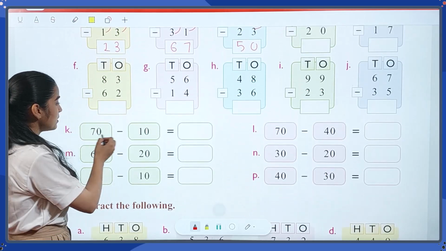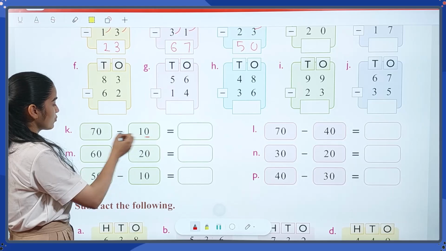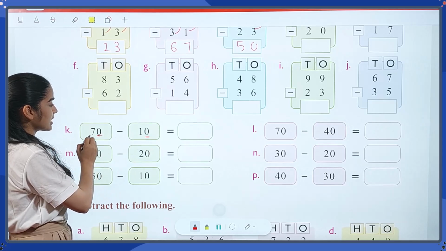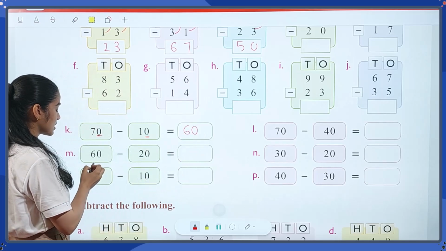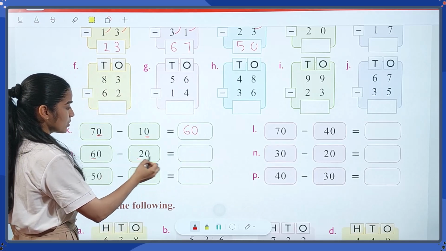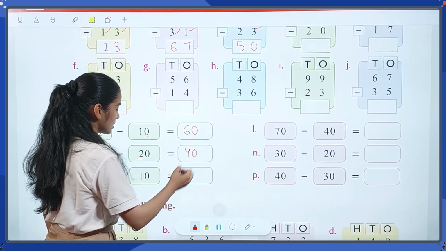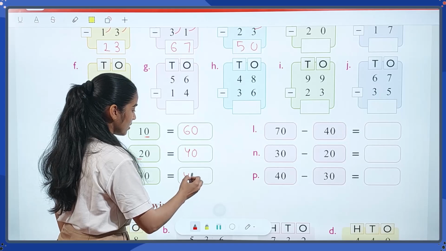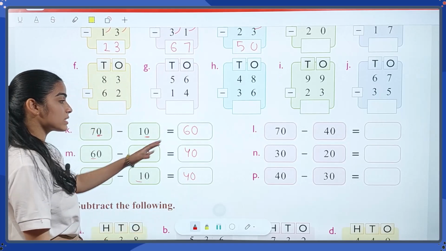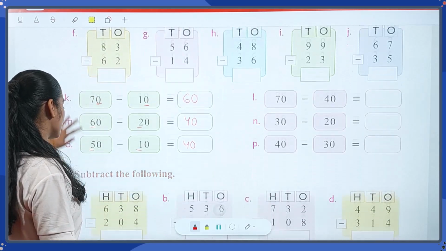Now 70 minus 10. What you have to do is forget about this 0, and 7 minus 1 is 6, and then write the 0. So here we have 60. Now 6 minus 2 is 4, and now write here 0. So your answer is 50. 5 minus 1 is 4, and you have to write a 0 here. So 40. In the same way you can solve the rest of the questions.